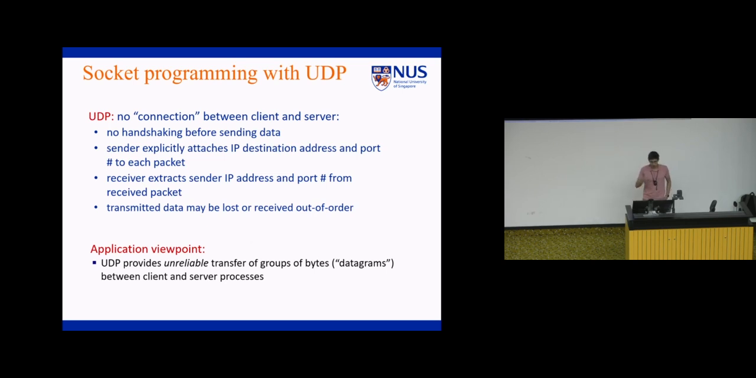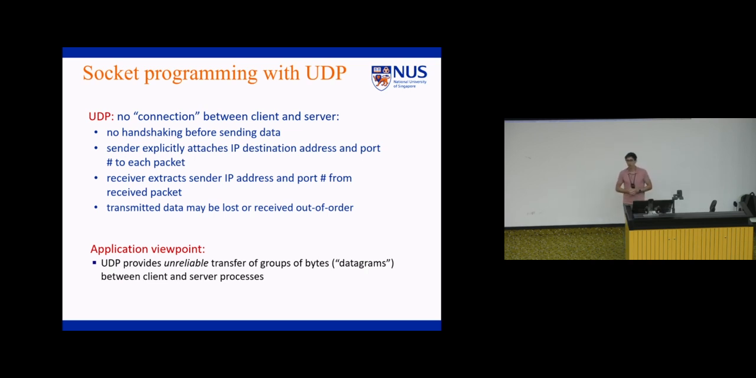So in the UDP, let's start with UDP. We are going to be looking at both the server and the client programs. There is no connection between the client and the server. There is no handshaking. And because there is no connection, the sender needs to explicitly attach the destination address and the port number to each packet. And then the receiver extracts the sender IP address and the port number from the received packet, and in sending its own response, it will use these IP address and port numbers.